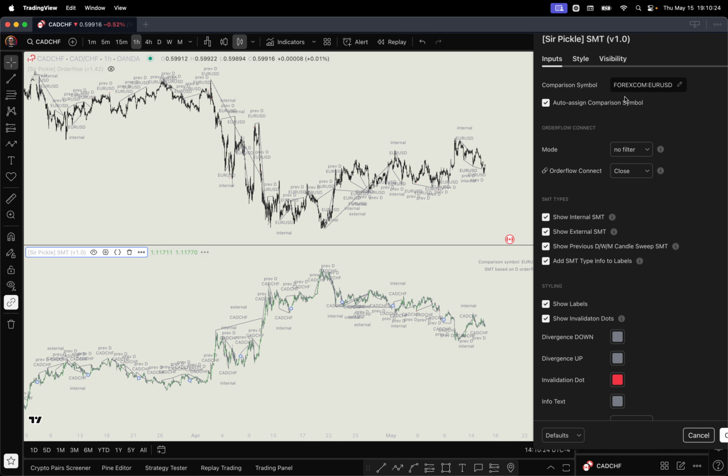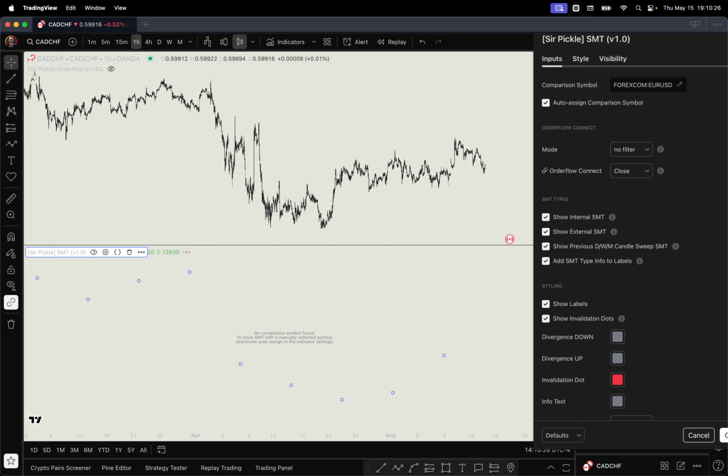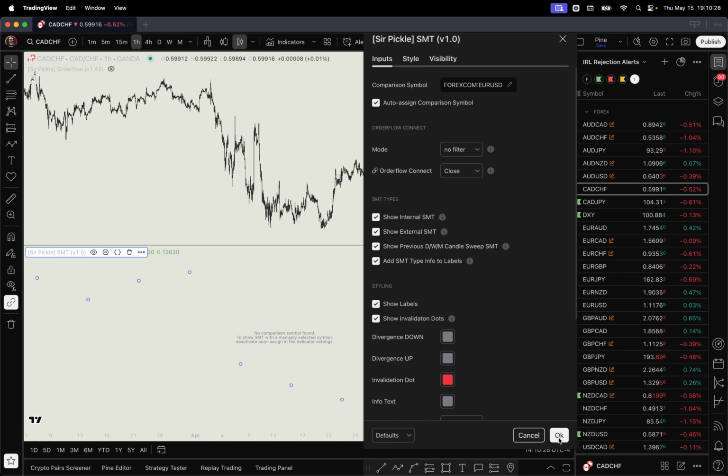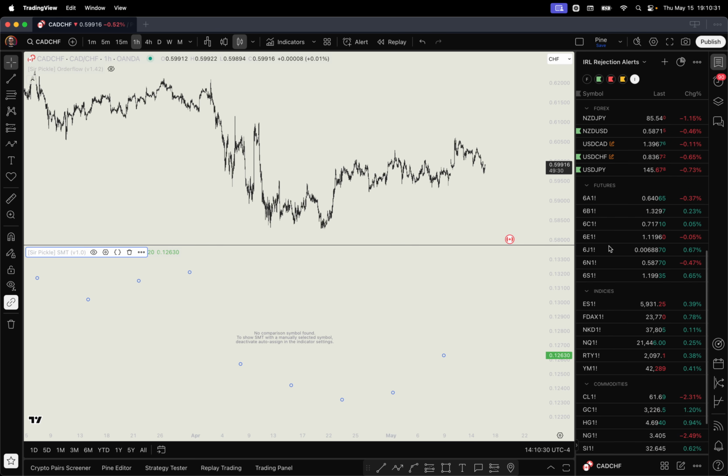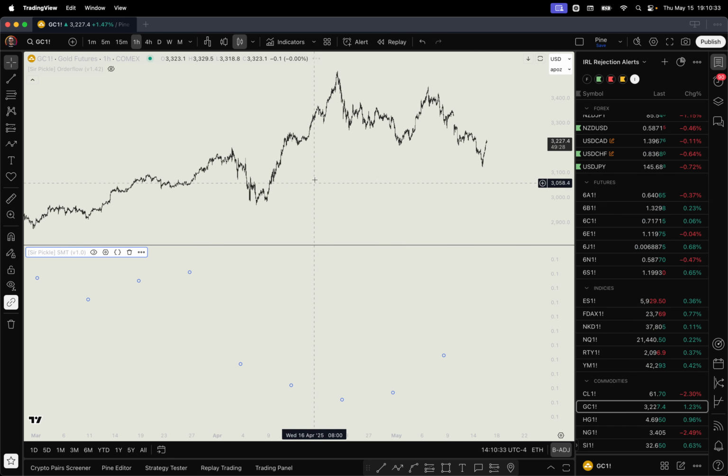But let's keep it at auto assign for now. And I will quickly click OK here, and then I will go to a chart that makes more sense. Let's just take gold, for example.